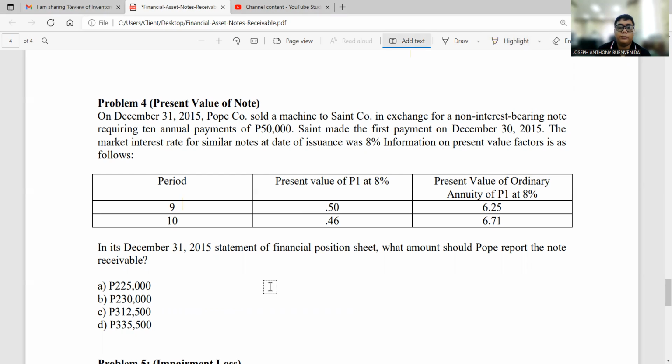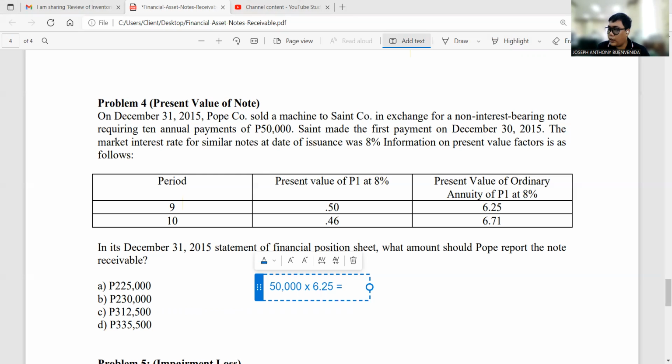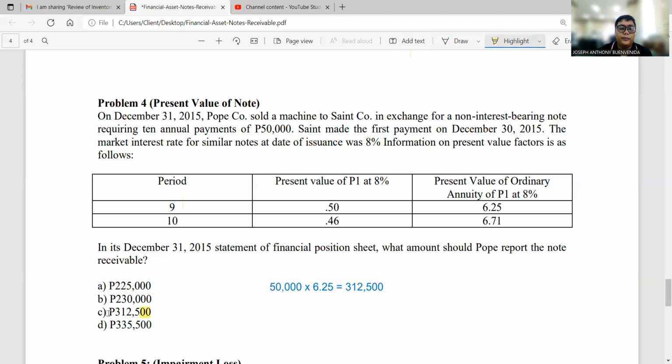So how to compute that? 50,000 multiplied by the 6.25 present value factor. So 50,000 multiplied by 6.25 equals 312,500. So the answer is letter C.